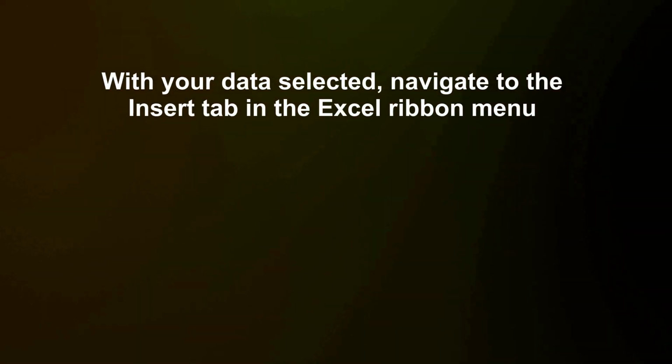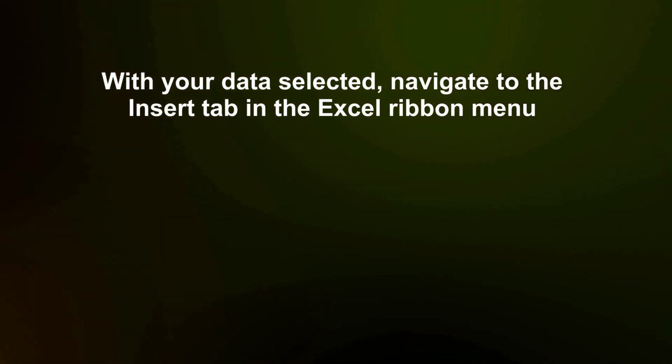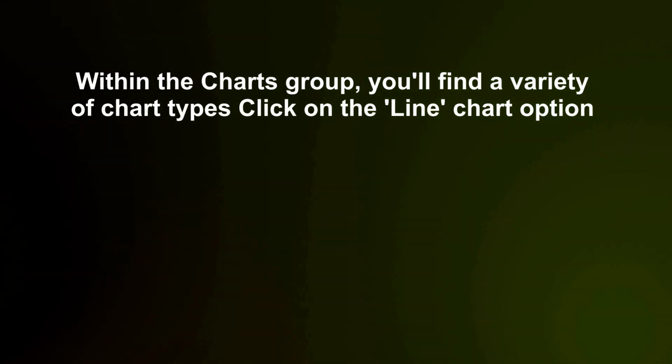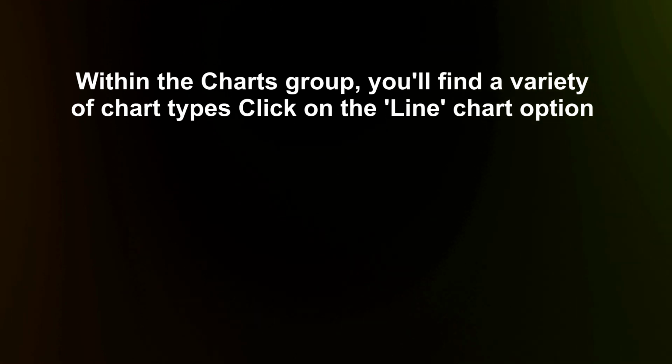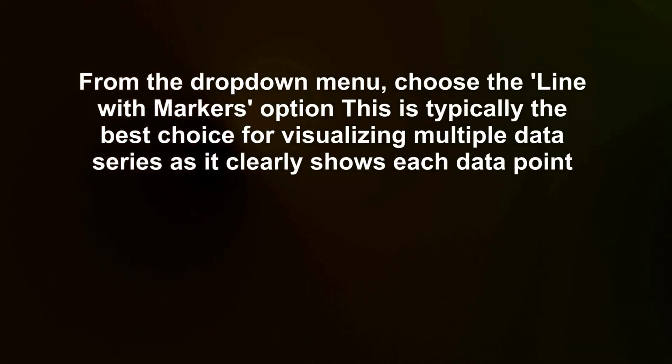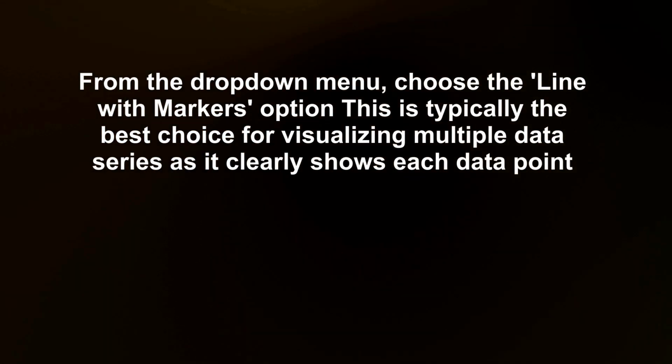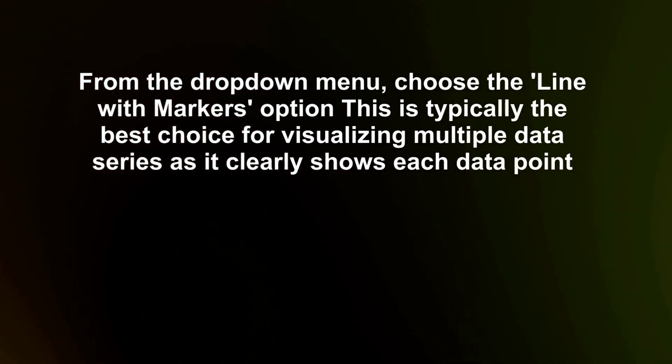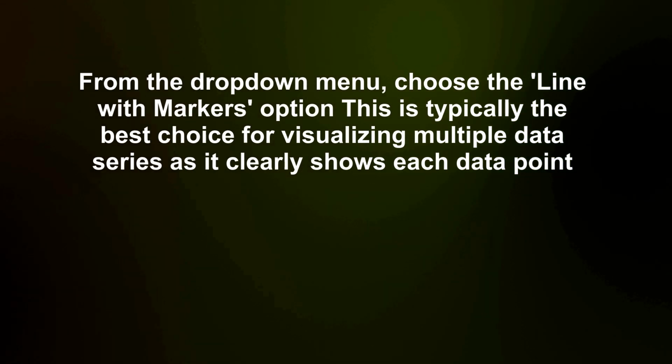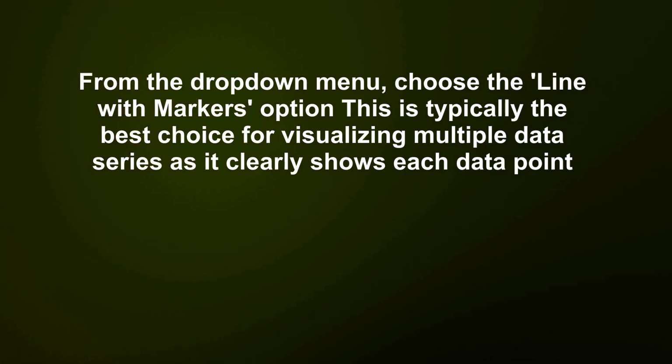With your data selected, navigate to the Insert tab in the Excel ribbon menu. Within the Charts group, you'll find a variety of chart types. Click on the Line Chart option. From the drop-down menu, choose the Line with Markers option. This is typically the best choice for visualizing multiple data series, as it clearly shows each data point.